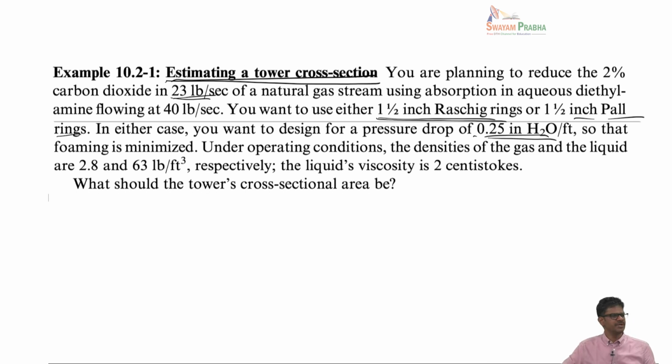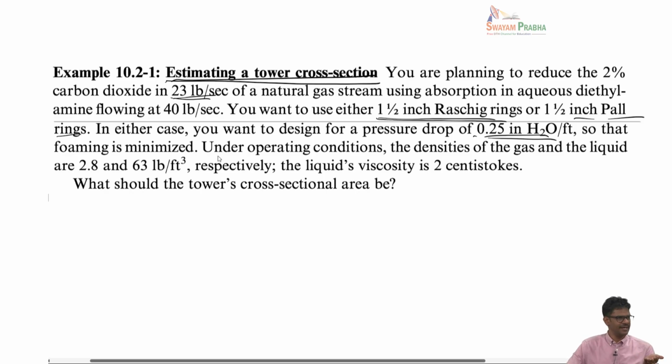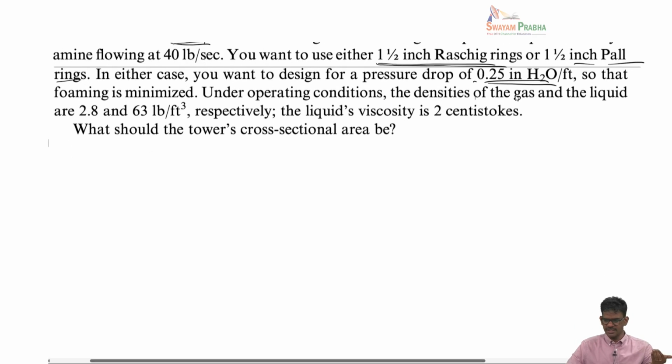so that foaming is minimized. Foaming is a consequence of flooding. Instead of saying you don't want to operate under flooding, they say foaming has to be minimized. Under operating conditions, the densities of the gas and liquid are also given in proper units of pound per feet cube, and the liquid viscosity is also given in centipoise units, centi-Stokes units. And then what should be the tower's cross sectional area? This is the question that we have to discuss.